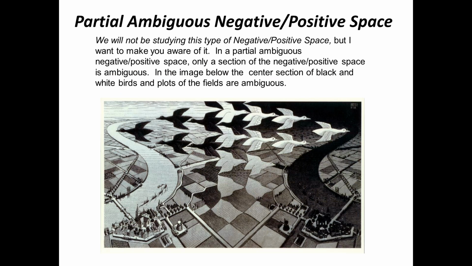Now, one thing that I don't necessarily teach, but I want to draw to your attention is partial ambiguous negative positive spaces. In a partial ambiguous negative positive space, only a section of the negative positive space is ambiguous. In the image below, the center section between the black and white birds and the plots of fields are becoming ambiguous. When we look at either side of the piece, it's pretty clear what's going on, but we start to get an ambiguous area in here.